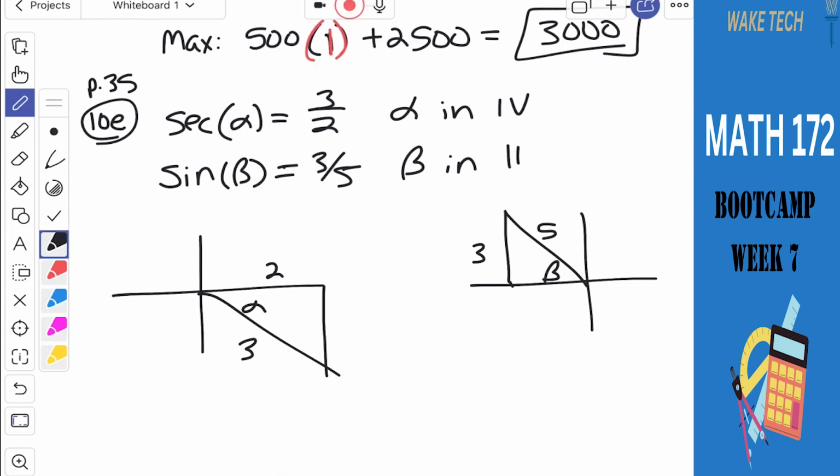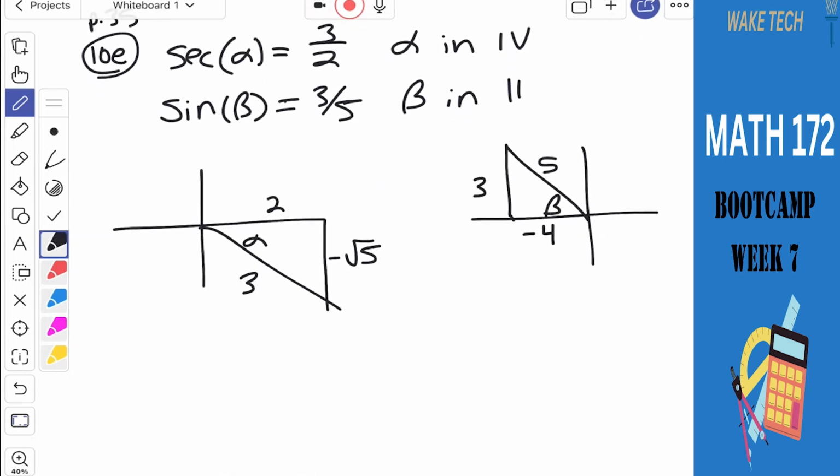To get the missing side for alpha, 9 minus 4 is the square root of 5. It should be negative though, since we're in quadrant 4. For B, the missing side is going to be the square root of 5 squared minus 3 squared, that's a negative 4, the square root of 16. And so we need for E, cosine of alpha minus beta.